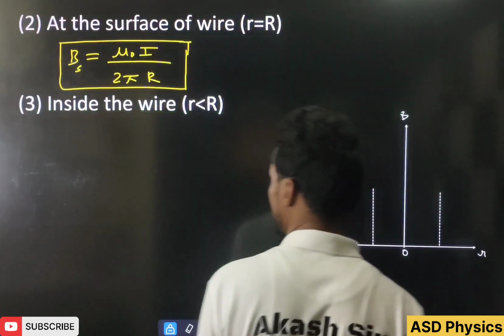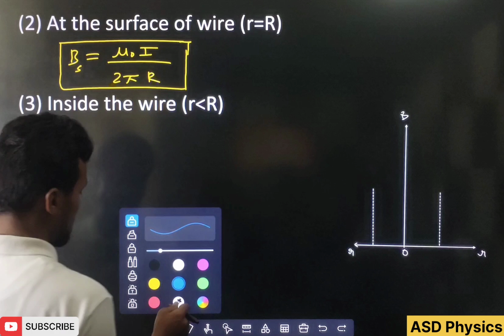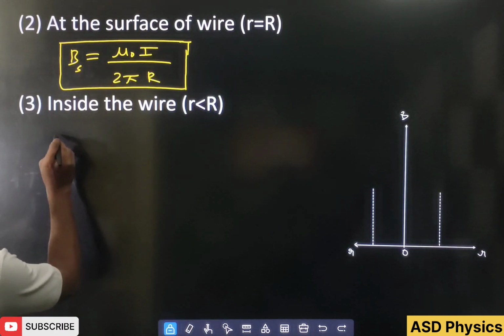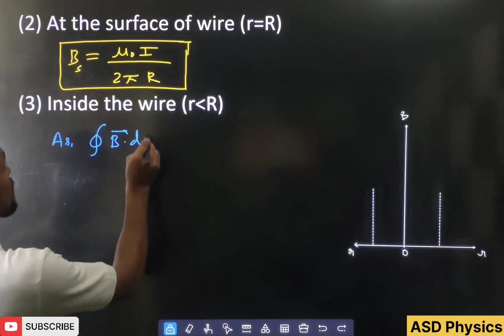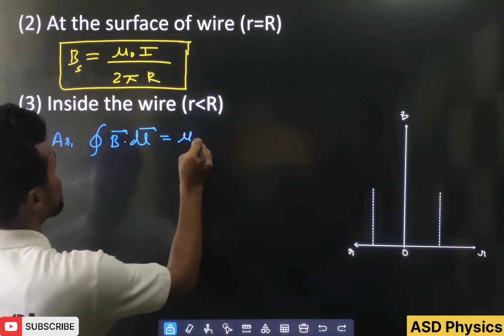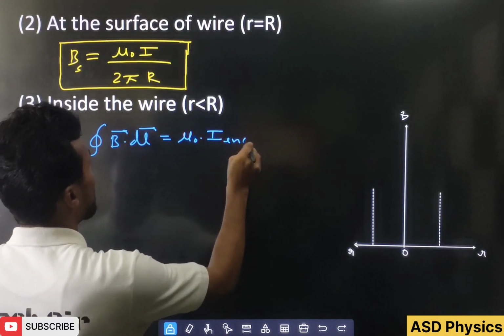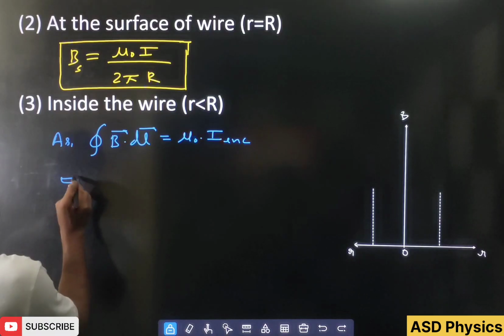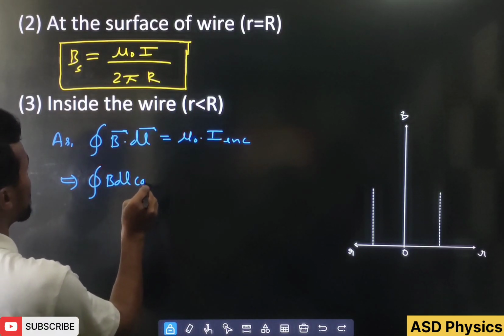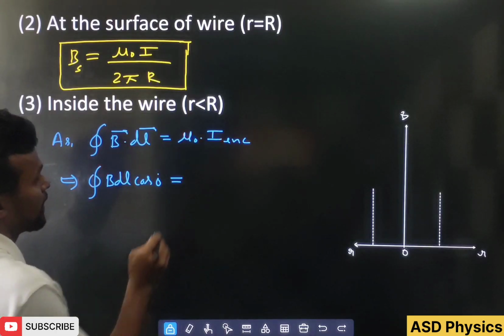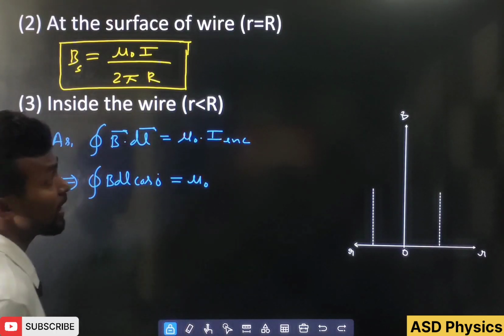Okay. So see here, if I write the inside, what will this become? Closed integral B dot dl is equal to mu naught into I enclosed. Is it? So kindly see here, this one will be as it is. We can write B dl cos 0, and mu naught. And how do we get the I enclosed?